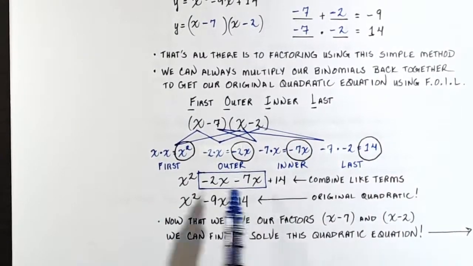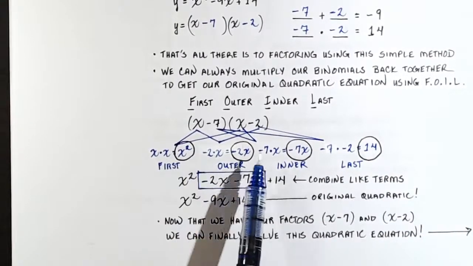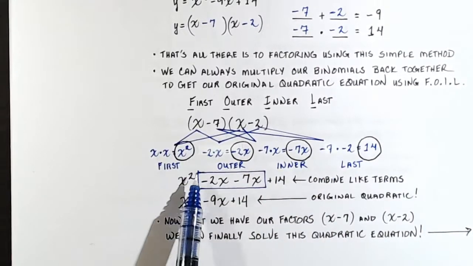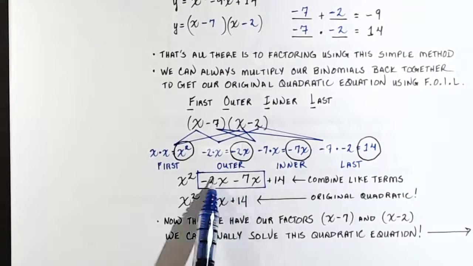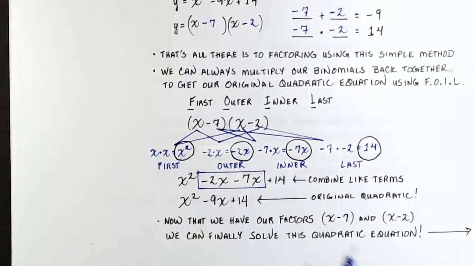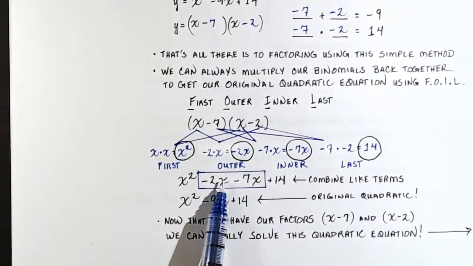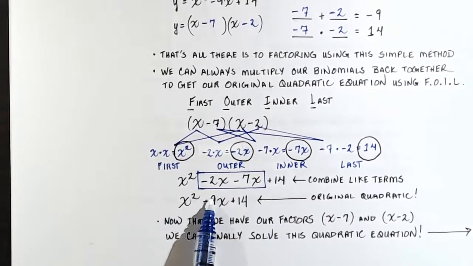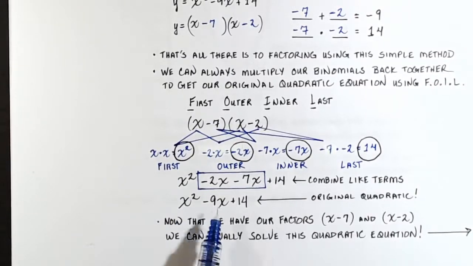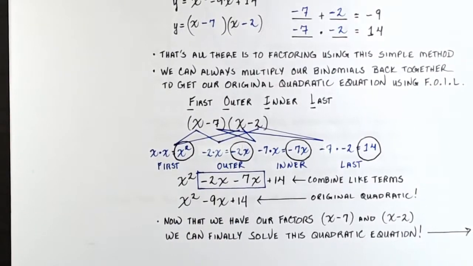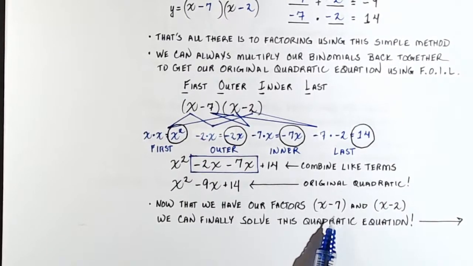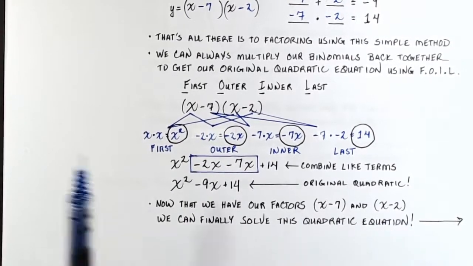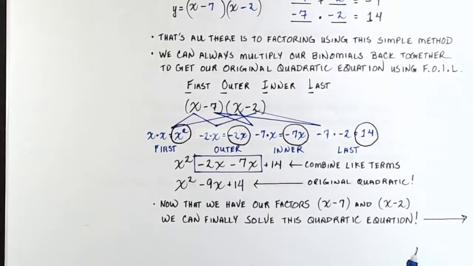Then I'll rewrite all these things I've circled: x squared minus 2x minus 7x plus 14, and combine these like terms in the middle. Negative 2x minus 7x is negative 9x. So the original quadratic emerges, x squared minus 9x plus 14. Now that we have our factors, x minus 7 and x minus 2, we can finally solve this quadratic equation.